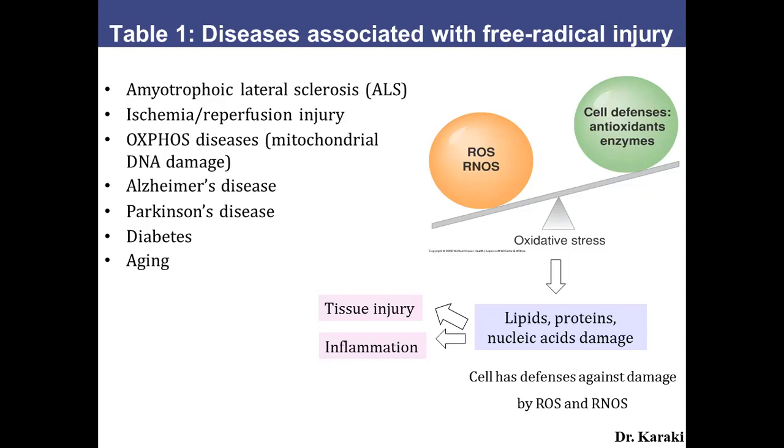You know, all these diseases will occur when the body defense mechanism, like the antioxidants and the enzymes, fails to counter the reactive oxygen species and the reactive nitrogen oxygen species. So when there is a high amount of ROS and RNOS, even greater than the cell defense mechanism, it will lead to oxidative stress, leading to damage of lipids, proteins, and DNA, and finally tissue injury and inflammation.